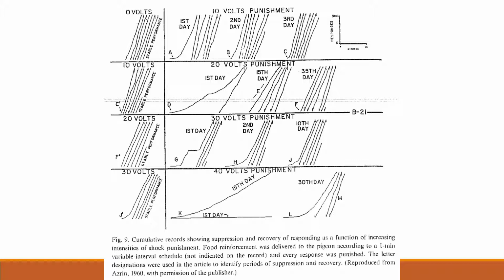Finally, the last row. During baseline, responding was followed by both food and 30 volts of shock. What happened on the first day? Note that it's just that one cumulative record line after the phase change, with the arrow pointing to it. And how would you describe responding on the 15th day? On the 30th day?